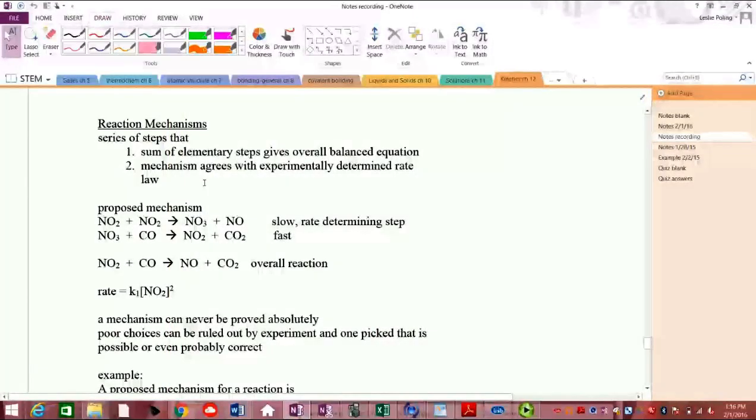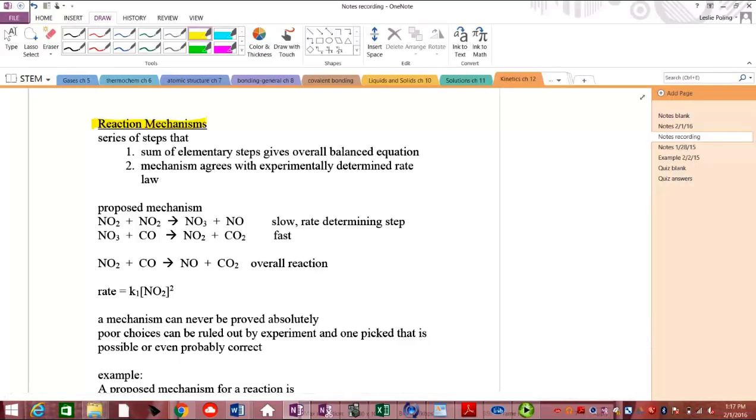All right, so we looked at reaction rates, but reactions don't go in one step usually, so we need to look at reaction mechanisms. So these are the steps that sum up the balanced equation and agrees with the experimentally determined rate law. So here is a proposed mechanism. So those would be the steps, and there's the overall reaction, and the rate determining step.